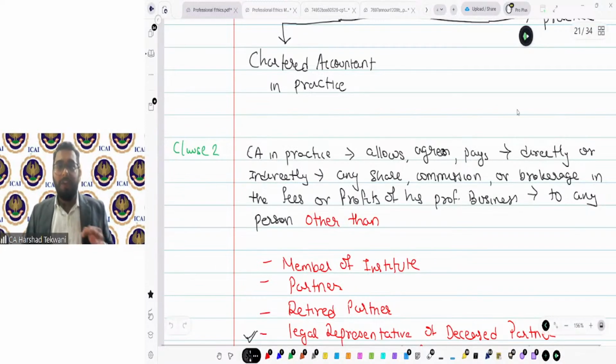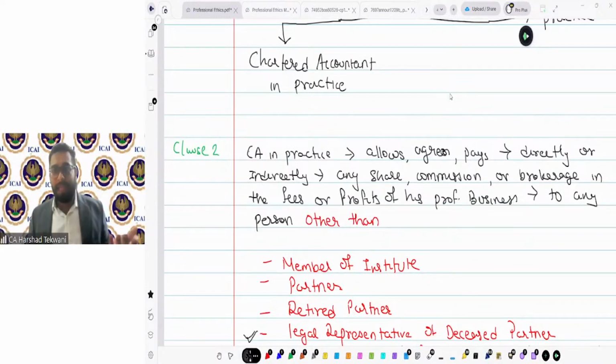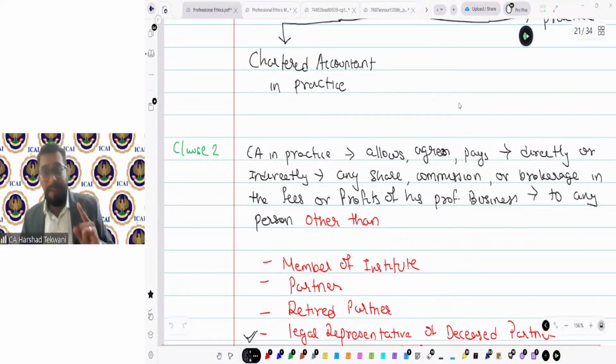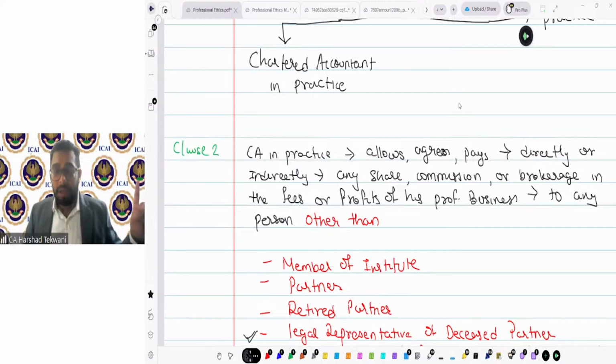So in the question, he was getting 75% and he's paying 25%. The fees he will receive because he will perform the work. And if I am paying part of my fees to someone else who's not in the specified list, then yes, I'm guilty of professional misconduct under clause 2, not clause 3. Clause 3 will come when I accept from a person who is not from the list of specified persons.